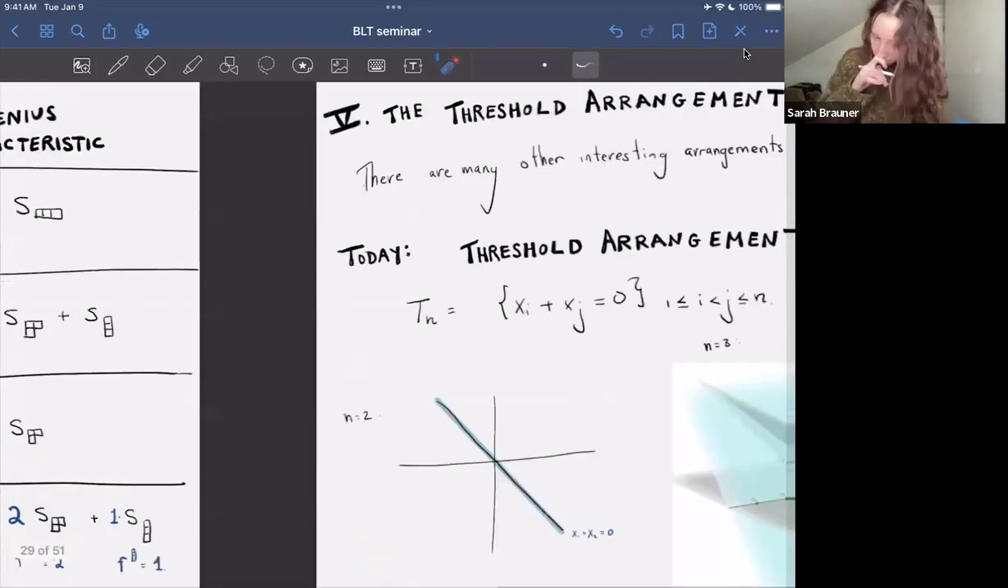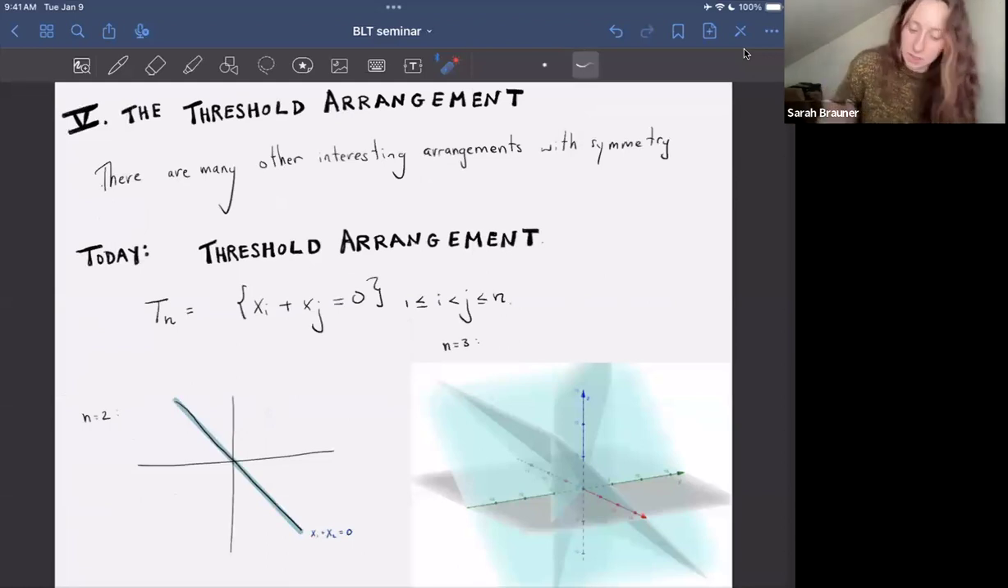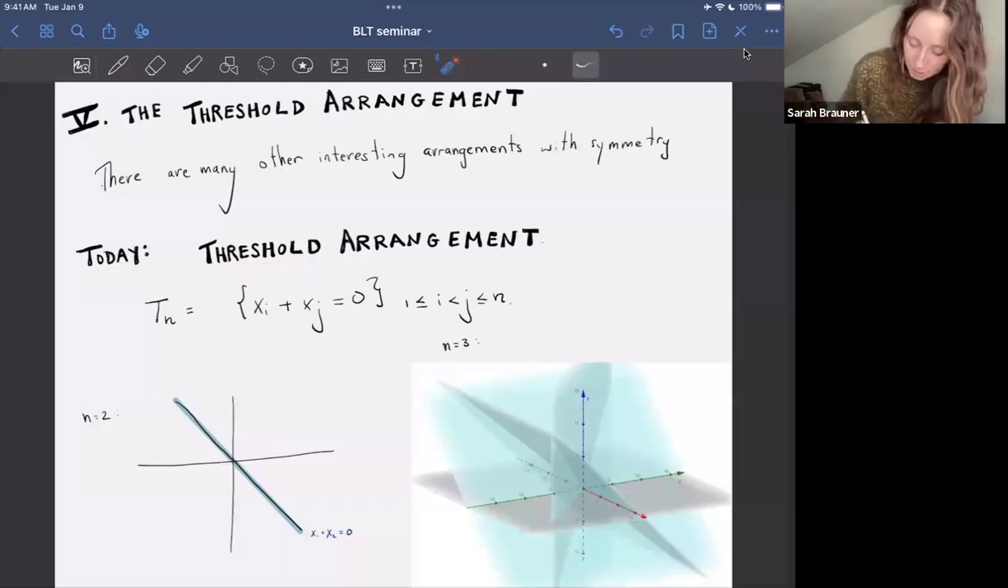Okay. So now I want to tell you about my work with Megan and Trevor, which is studying the threshold arrangement, which is a different arrangement that also has symmetric group symmetry. But it's sort of like a much more unwieldy arrangement. So the threshold arrangement is defined as taking the sum of xi plus xj equals 0.